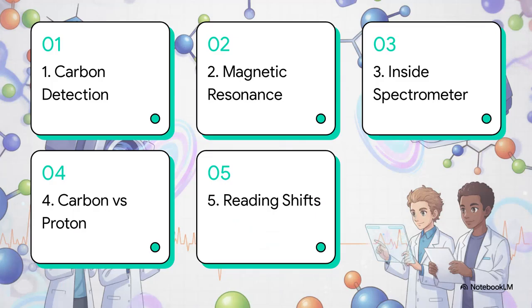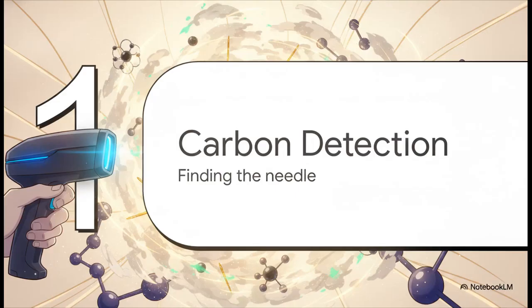Okay, here's our quick roadmap for today. We're going to hit the carbon detection challenge, jump into the principles of magnetic resonance, peek inside the spectrometer, compare carbon and proton techniques, and finally learn about reading chemical shifts. All right, kicking things off with Section 1, the Carbon Detection Challenge. Because honestly, trying to find these carbon signals is kind of like looking for a needle in a massive haystack.